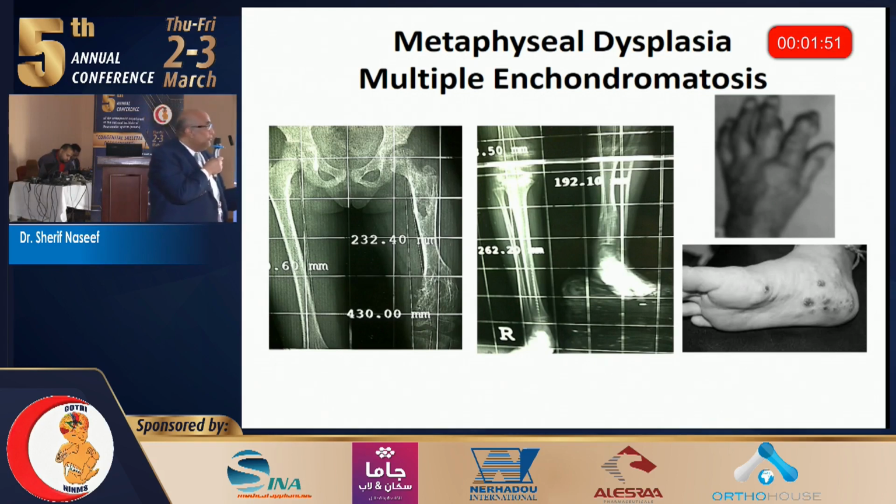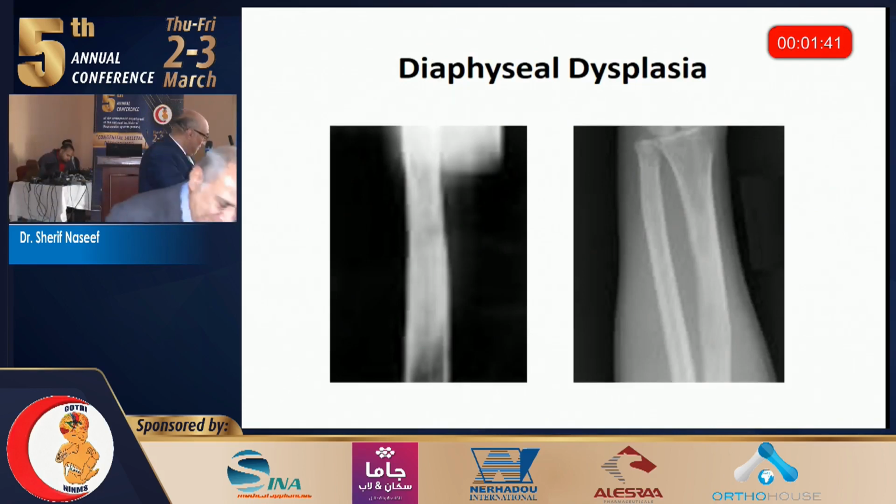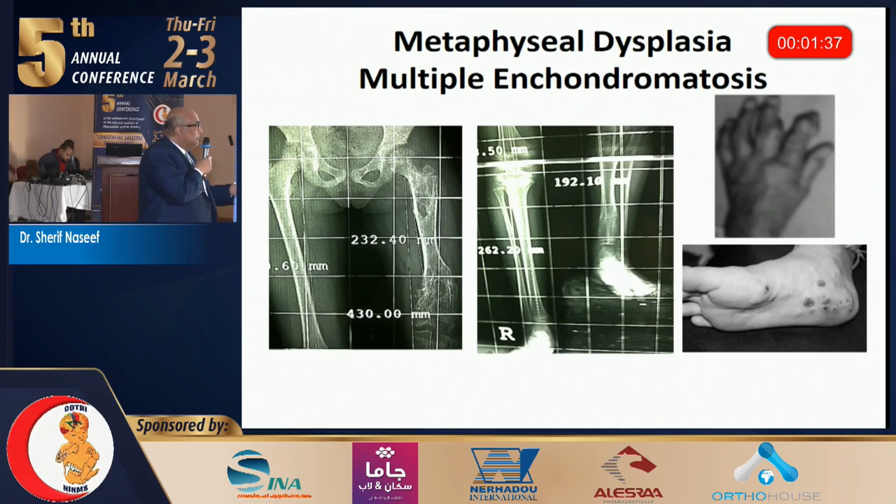If the metaphysis is affected close to the diaphysis, this is multiple enchondromatosis, and if it is accompanied with multiple hemangiomata, it's called Maffucci syndrome.